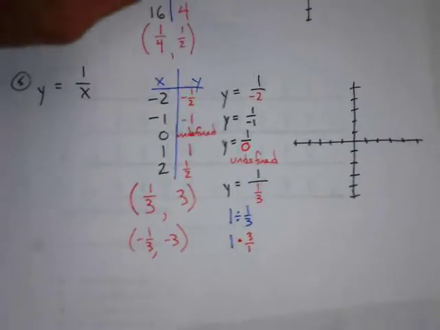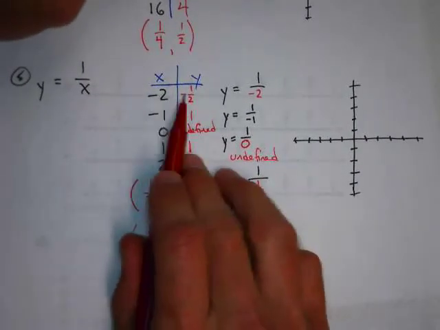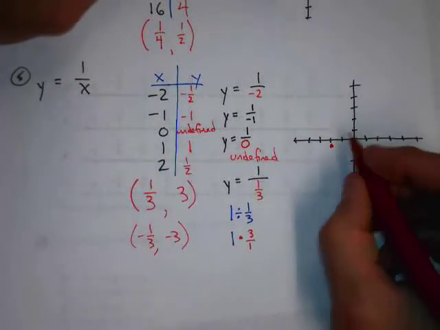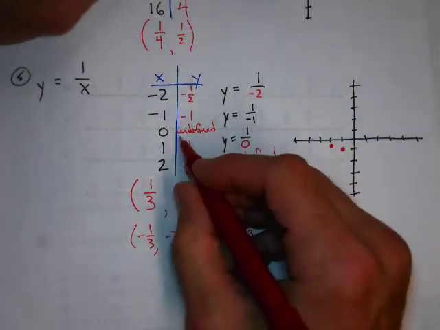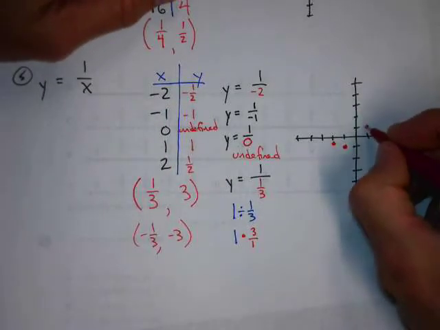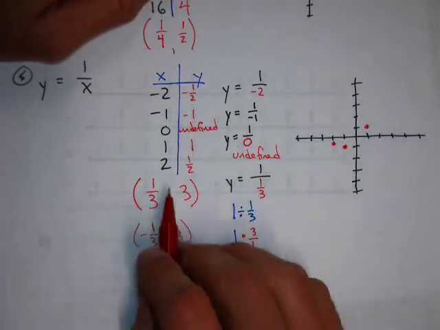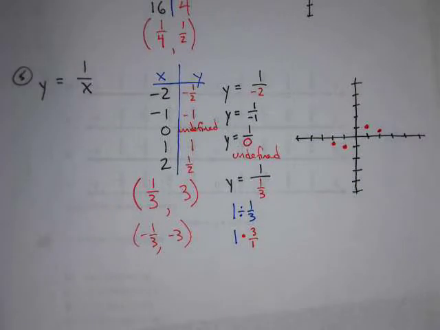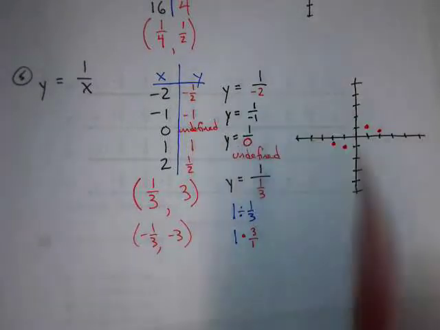All right, so anyway, we're going to sketch our graphs. -2, -1/2. -1, -1. 0 is undefined. We're not plotting 0. 1, 1. What's going on here? This is weird. And then 2, 1/2 is right here. This is so strange. Do I connect the dots? What's going on?